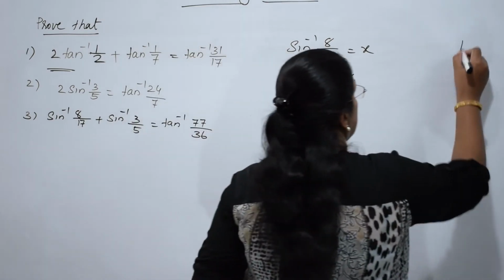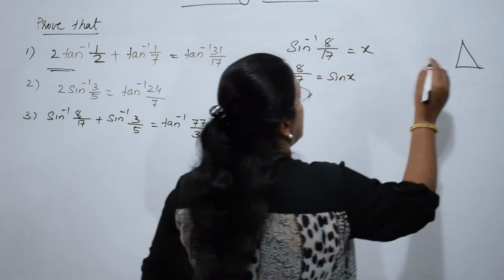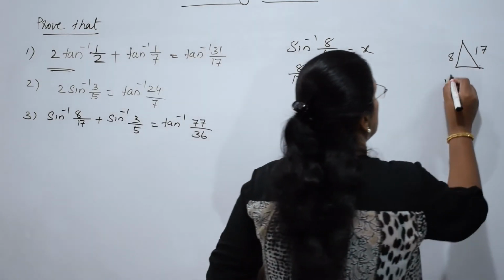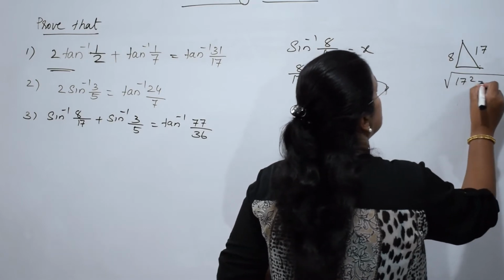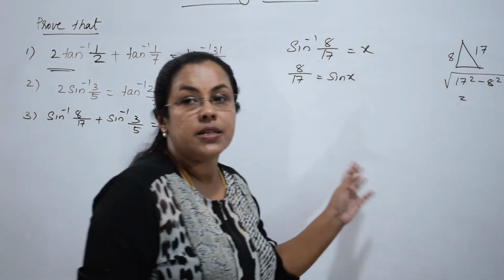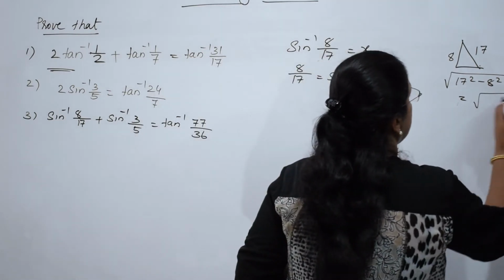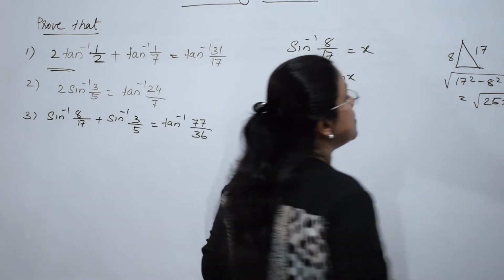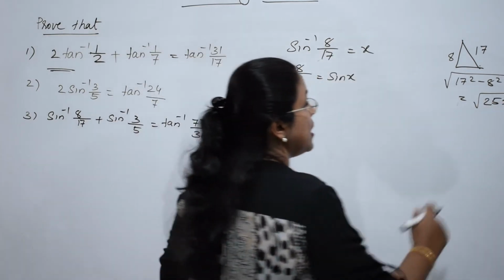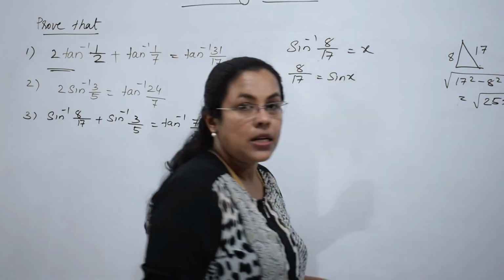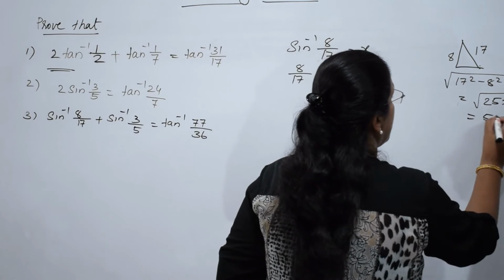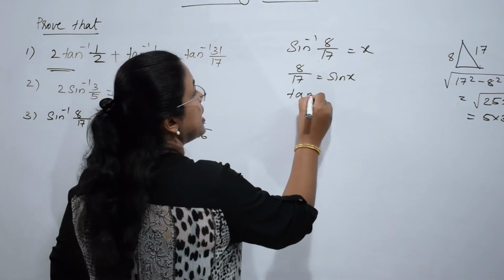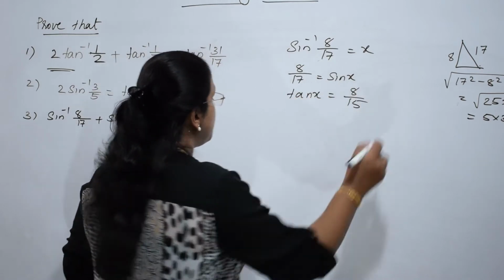Complete the right triangle. Sine means perpendicular by hypotenuse, 8 and 17. So this side is equal to root over 17 square minus 8 square. That is nothing but root over (17 plus 8) into (17 minus 8). 17 plus 8 is 25, and 17 minus 8 is 9. So its square root is 5 into 3, that is equal to 15. So what about tan x? Tan x is equal to 8 by 15.